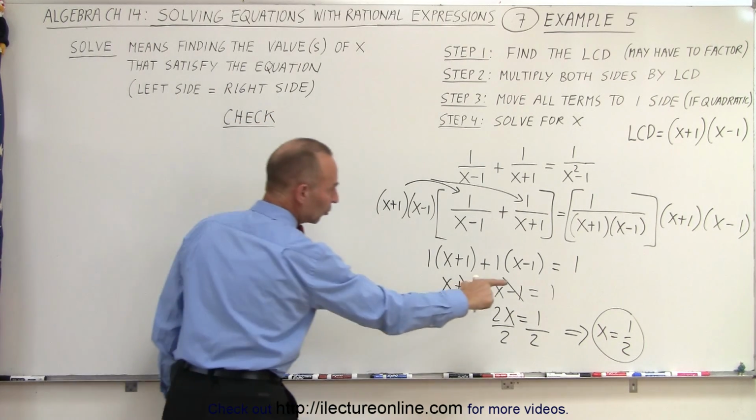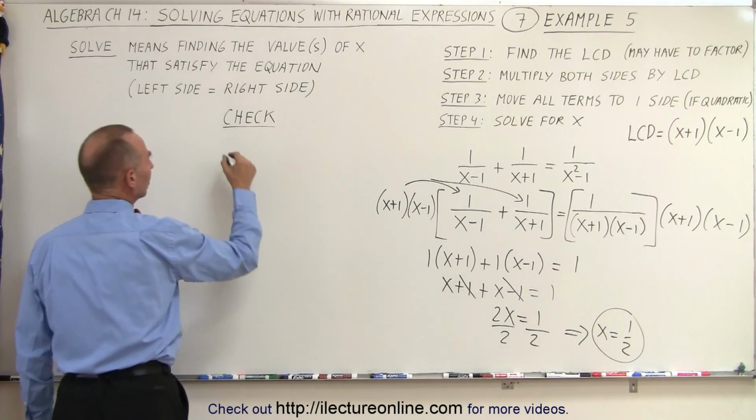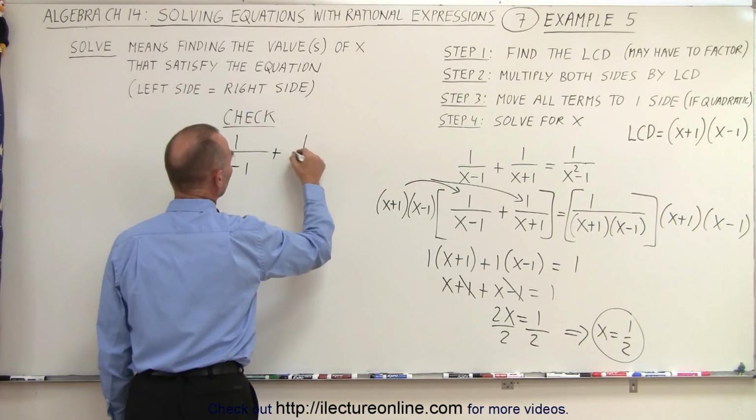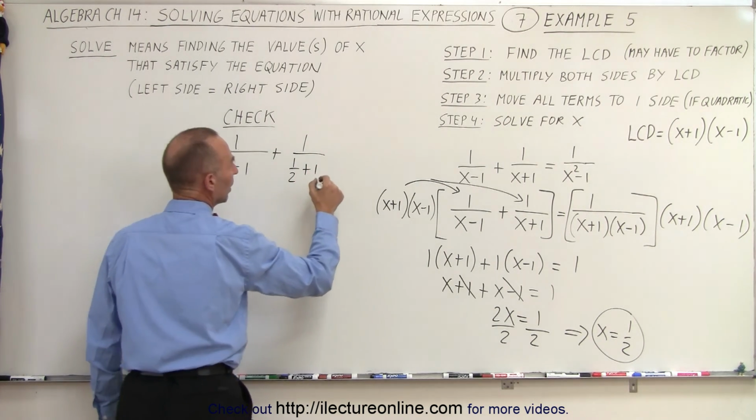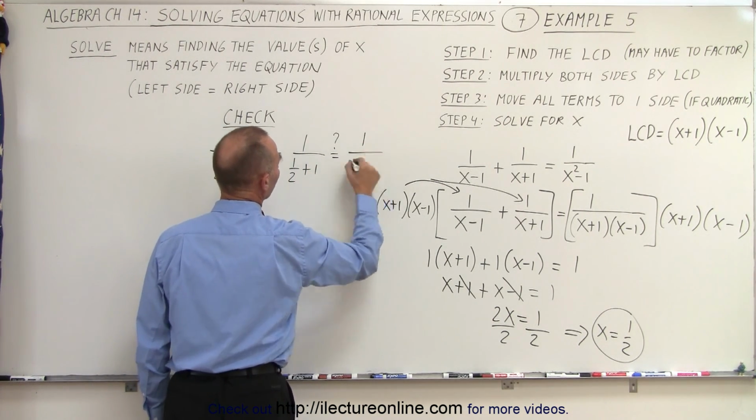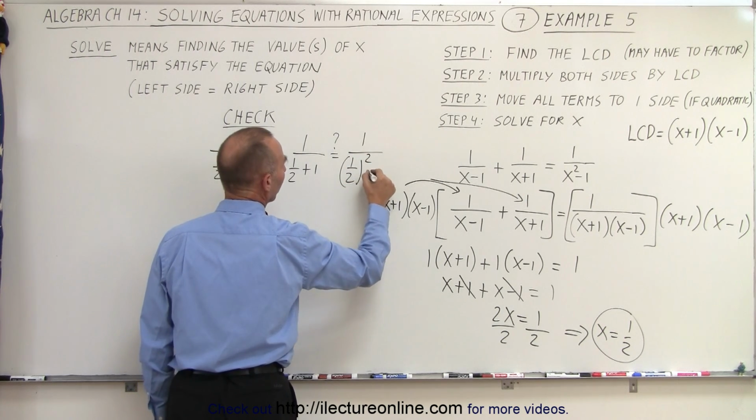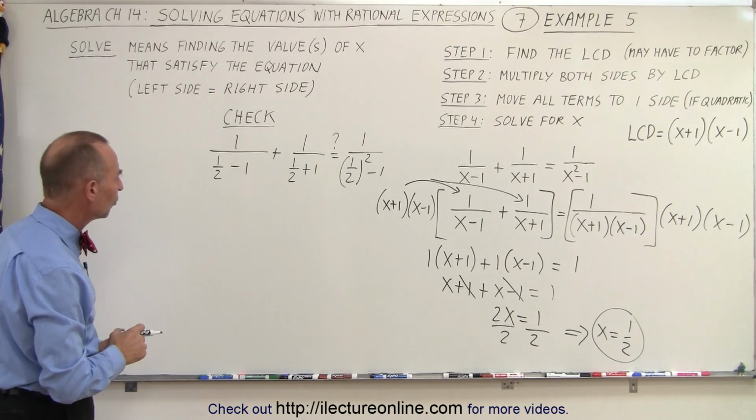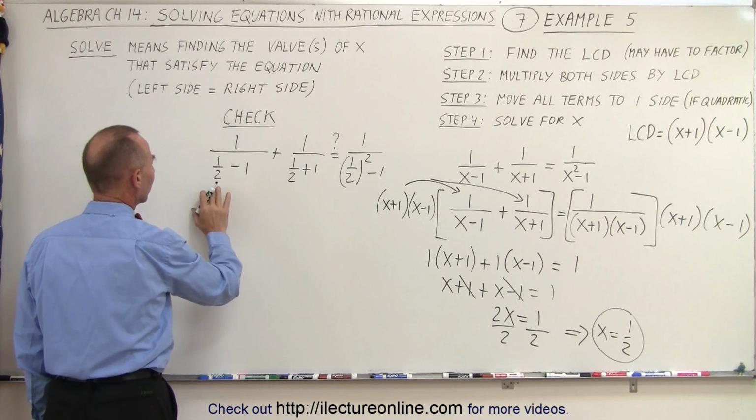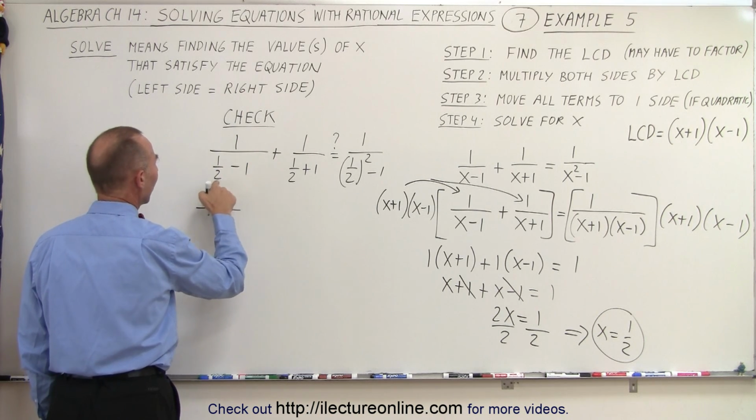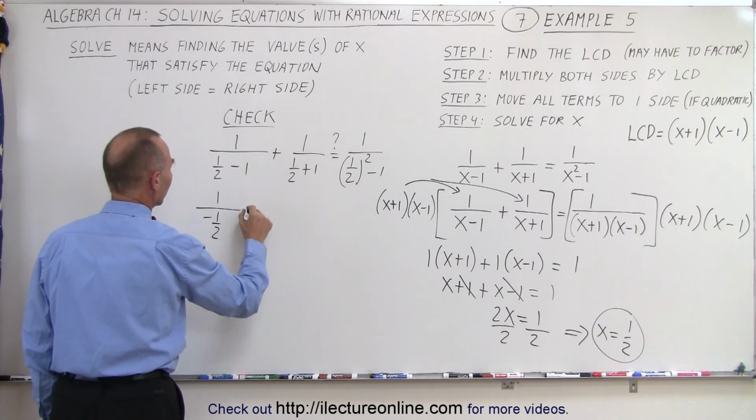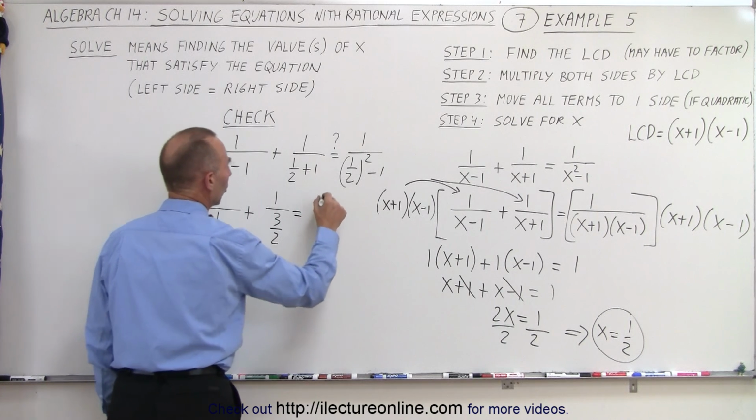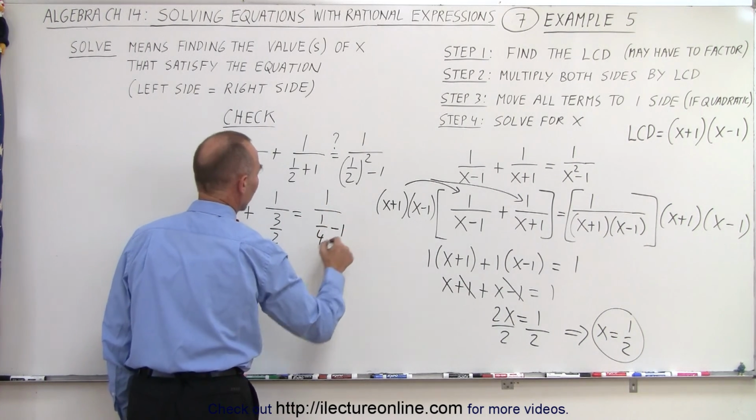So we're going to plug in the solution x equals 1/2 into our original equation. 1 over 1/2 minus 1 plus 1 over 1/2 plus 1 equals question mark 1 over 1/2 squared minus 1. Okay, looks kind of bad, but I think when we work this out, it shouldn't be too bad. 1 divided by, let's see, 1 divided by 1/2 minus 1 is minus 1/2, plus 1 over 1/2 plus 1 is plus 3/2 equals 1 over 1/4 minus 1.